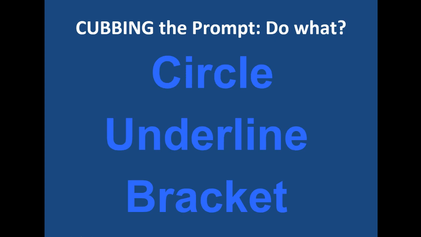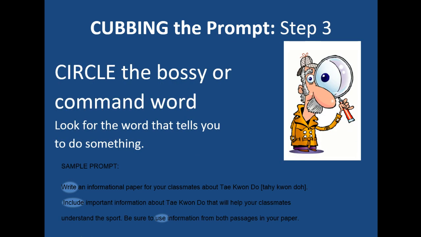Now, let's perform the steps of cubbing. C stands for circle. U stands for underlining. B stands for bracketing. Now we will break down these steps of CUB for the prompts we are reading. Step 3. After reading and rereading the prompt, we will do the C part of cubbing. We want to circle. What do we circle? We circle the command words or the bossy words. These are words that tell us to do something.